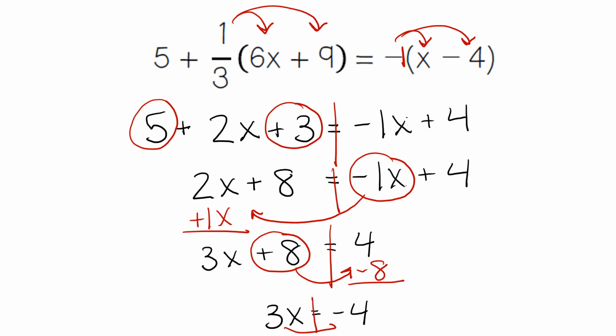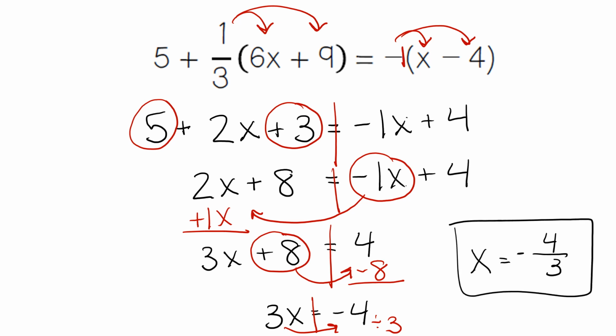And when we're solving equations, our last step is to divide. We divide by 3. We cannot solve 4 divided by 3 evenly, so we leave it as a fraction, and it stays negative. Negative 4 divided by 3.